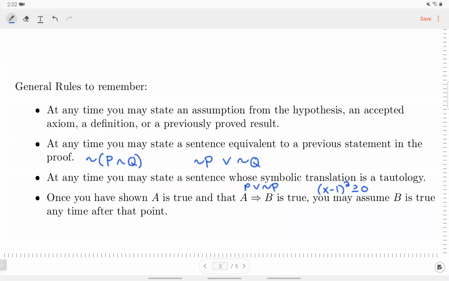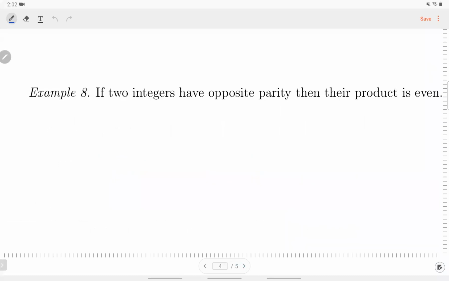Okay, then if you have shown that A is true and that A implies B is true, you can assume B. So what that means is, let's say you know that if A and B are even, then their sum is even. Well, then if you work and work and work in a proof and get that these two things are even, you can automatically say, so their sum is even, and move on, because you have shown that to be a true statement, okay? So does that kind of make sense? All those rules, any questions about those? All right, so let's keep doing more proofs. The more you see them, the more comfortable you'll get.